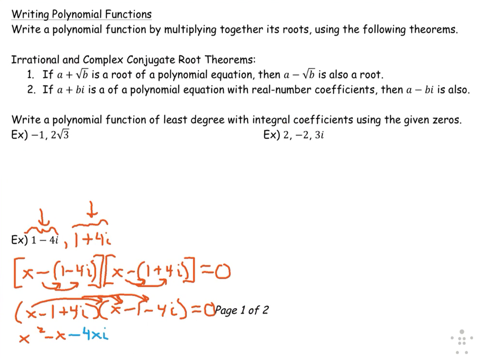Now I'll do the next distribution. And the last distribution, distributing through the 4i. Now, the very last term, I have to multiply the 4i times the negative 4i. Negative times negative is a negative. 4 times 4 is 16. And i times i is i squared, which is negative 1, so then that goes positive.